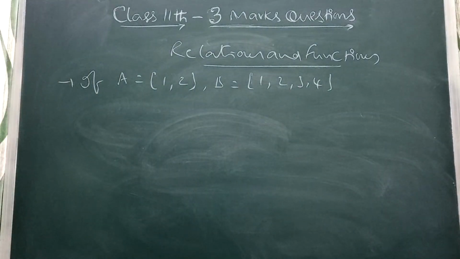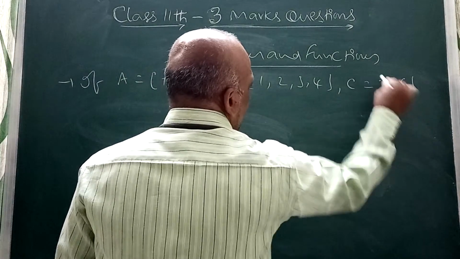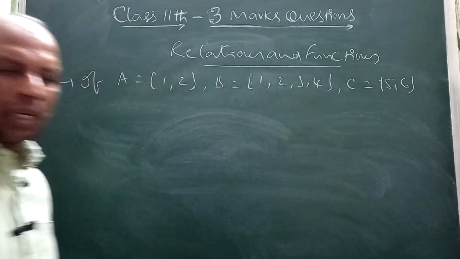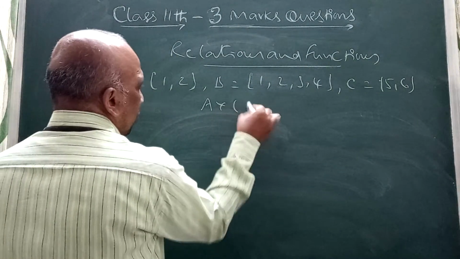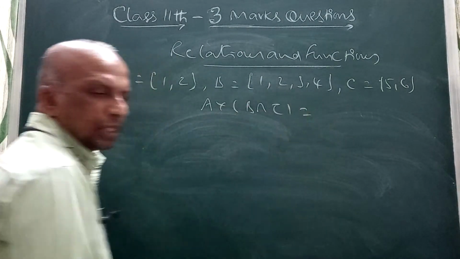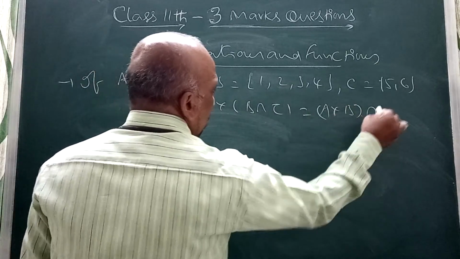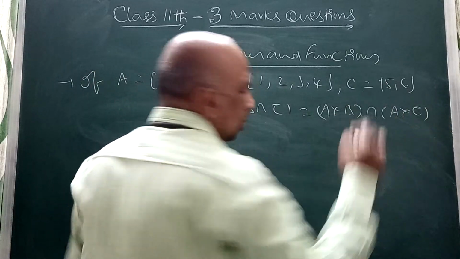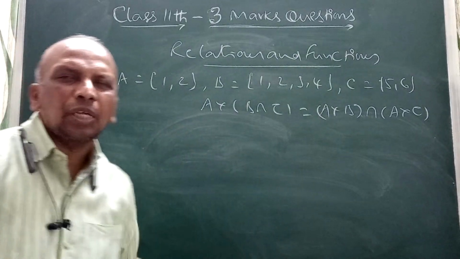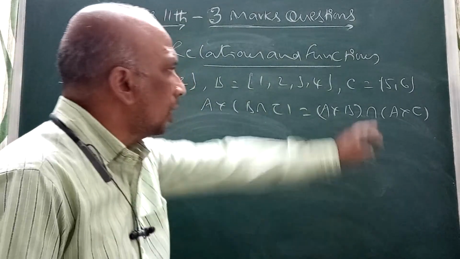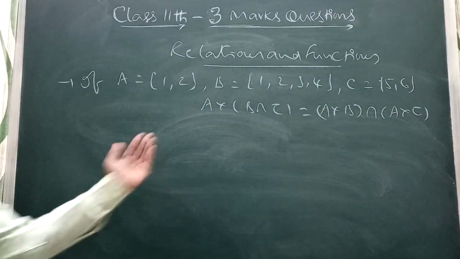They will give C is equal to the set {5, 6}. Then they will ask to verify A cross (B intersection C) equals (A cross B) intersection (A cross C). They will ask to verify this.